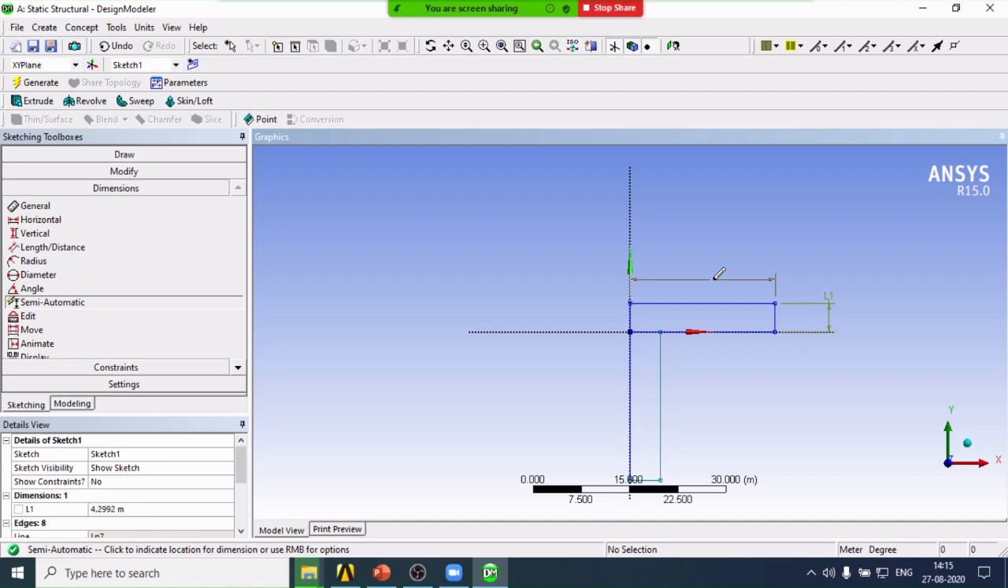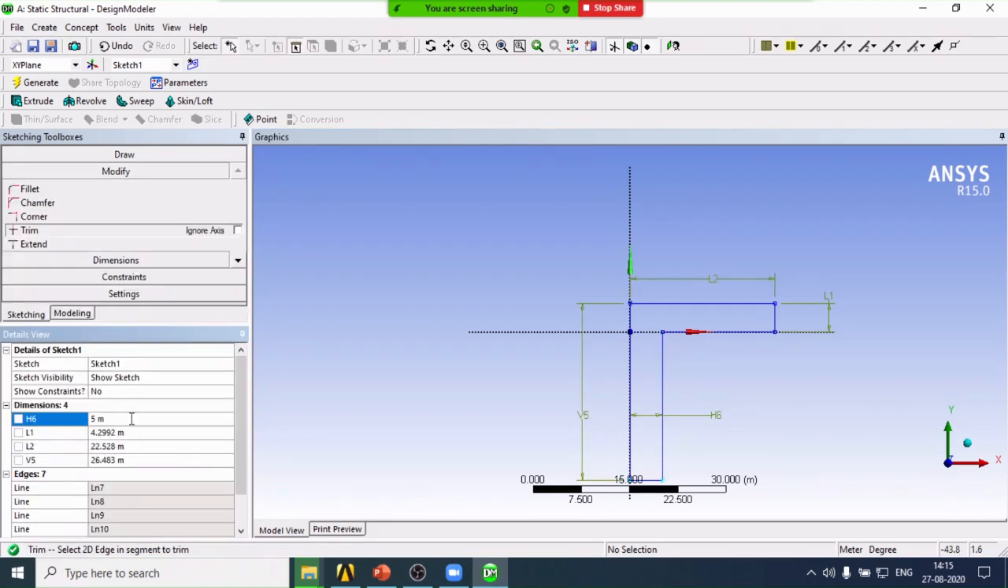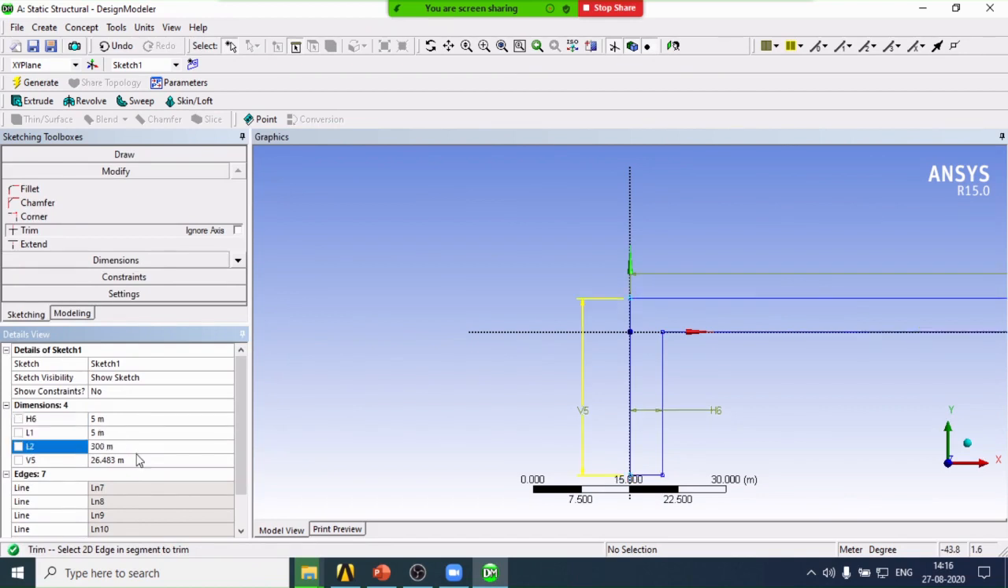Here, when I click onto this it will highlight. This dimension is 5 mm, as we decided in the initial phase. This dimension is also 5 mm. This dimension, how much? We decided it is 300 mm. And this dimension is also 300 mm. So now you can visualize this complete model like this, and then go back and say extrude.